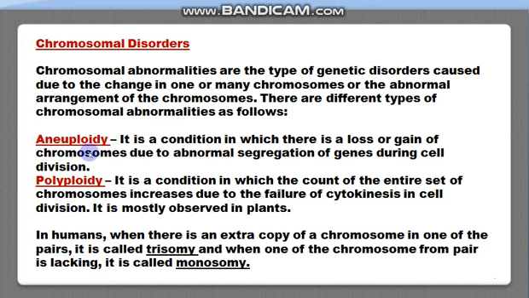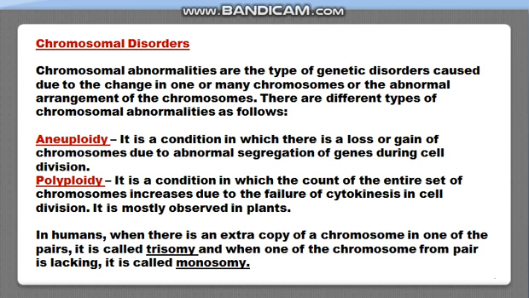In the aneuploidy type of chromosomal disorder, there is a loss or gain of chromosomes due to abnormal segregation of genes during cell division. In these disorders, during cell division, there is abnormal separation, and so there is a loss or gain of a chromosome. And polyploidy is a condition in which the count of the entire set of chromosomes increases due to the failure of cytokinesis in cell division, and it is mostly observed in plants.